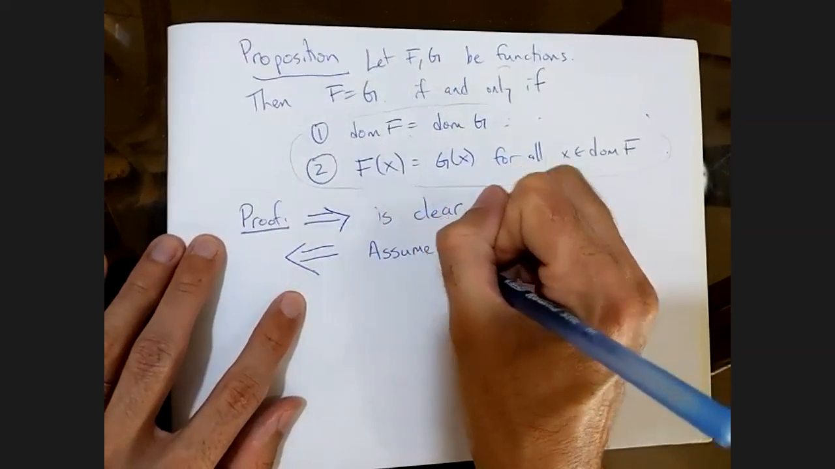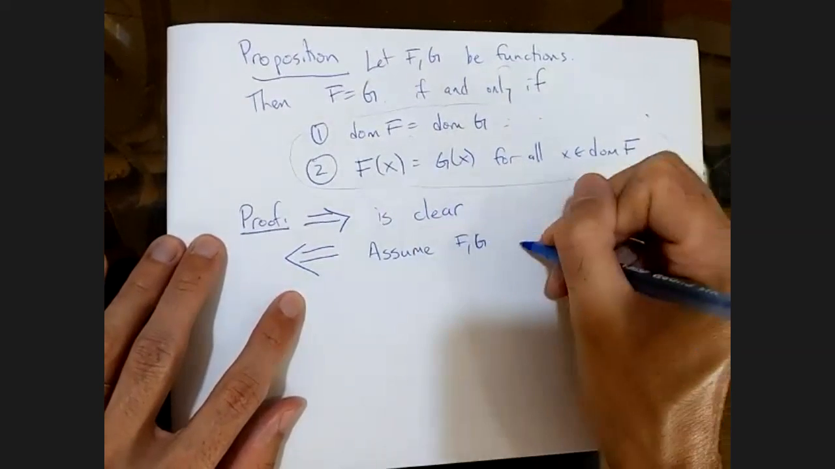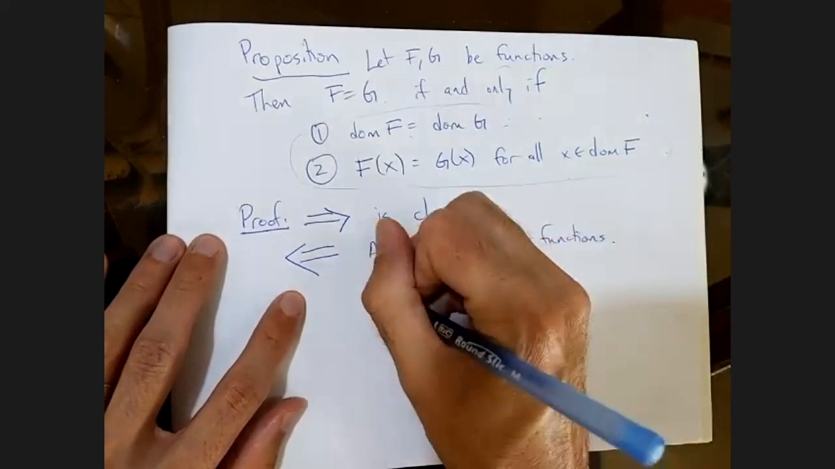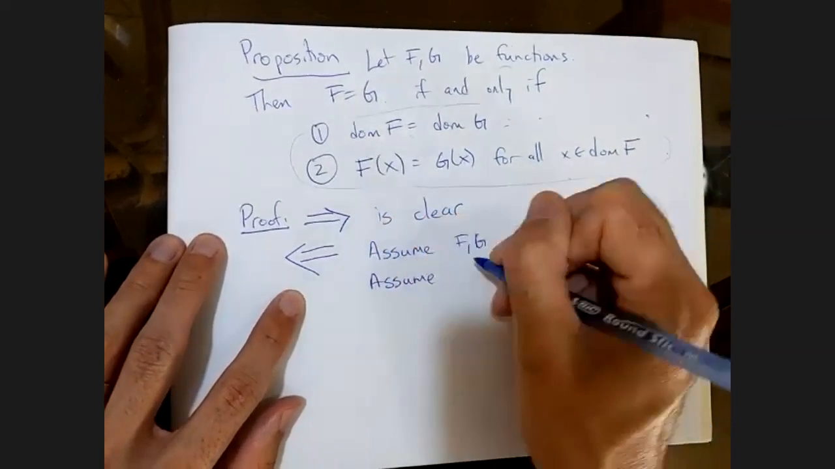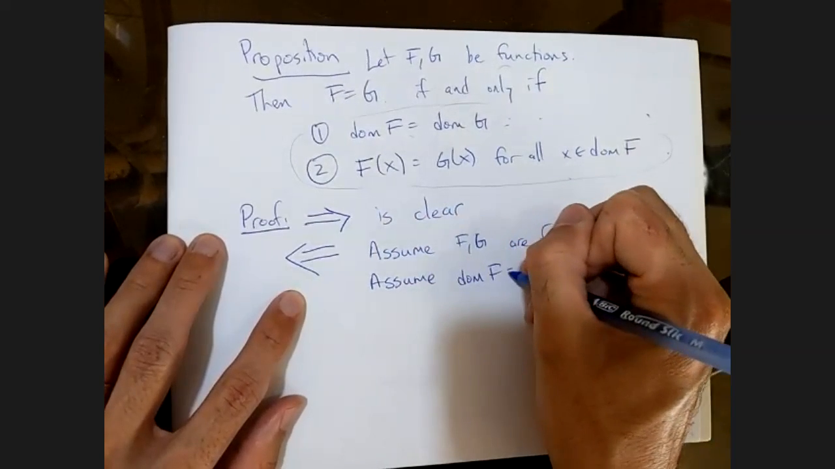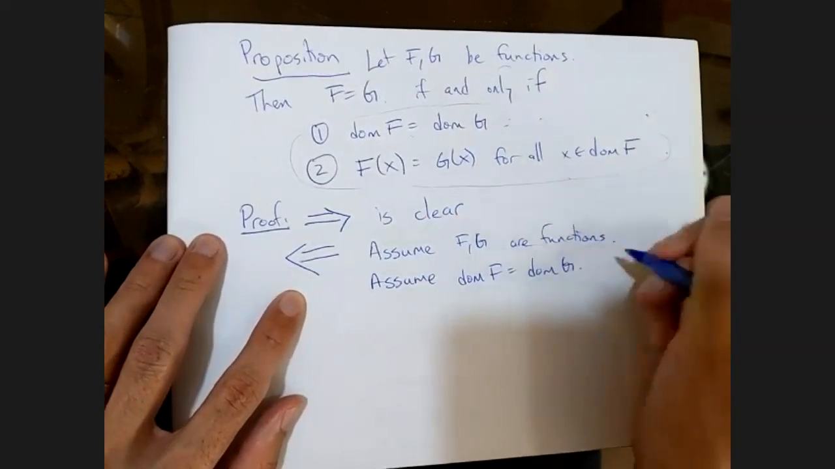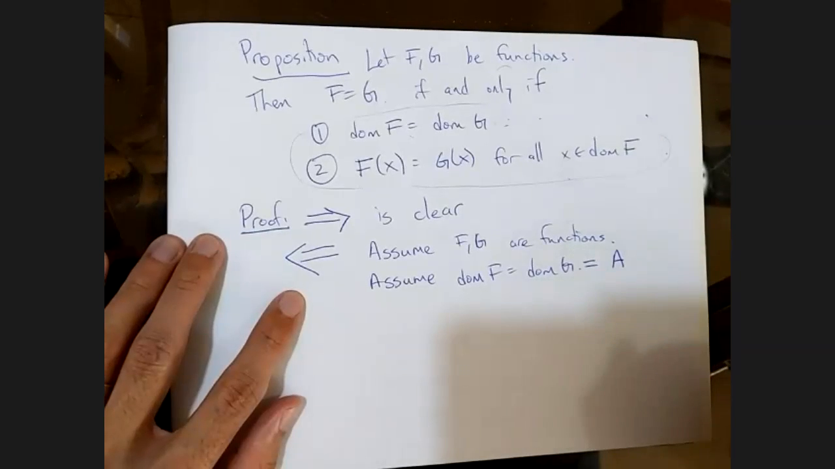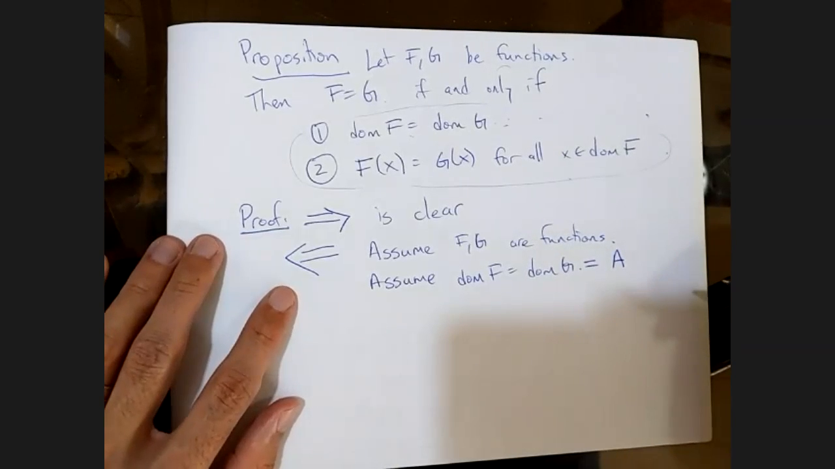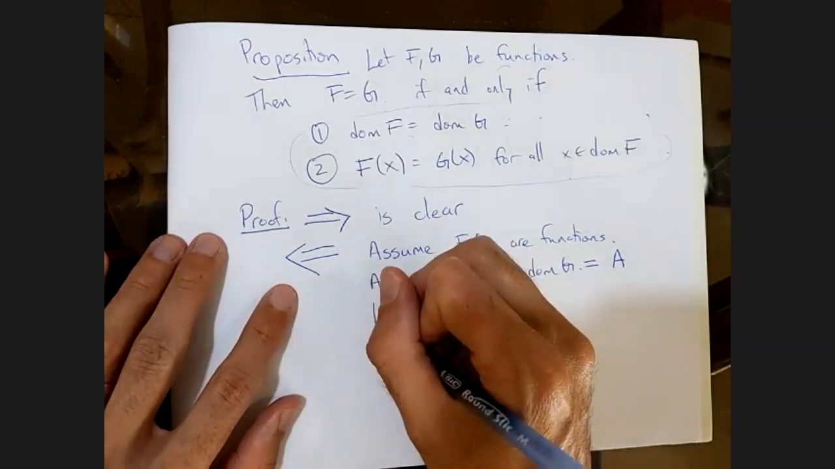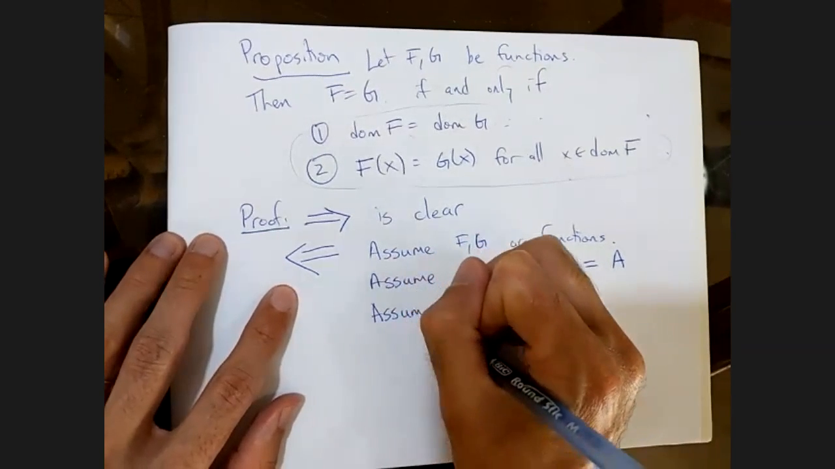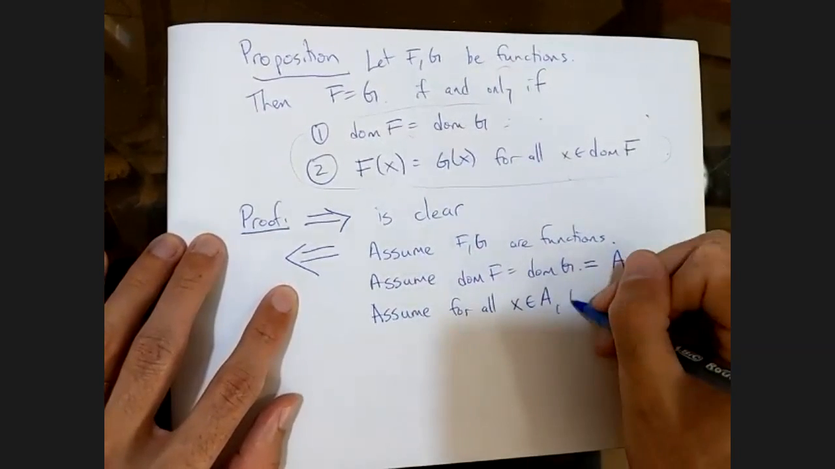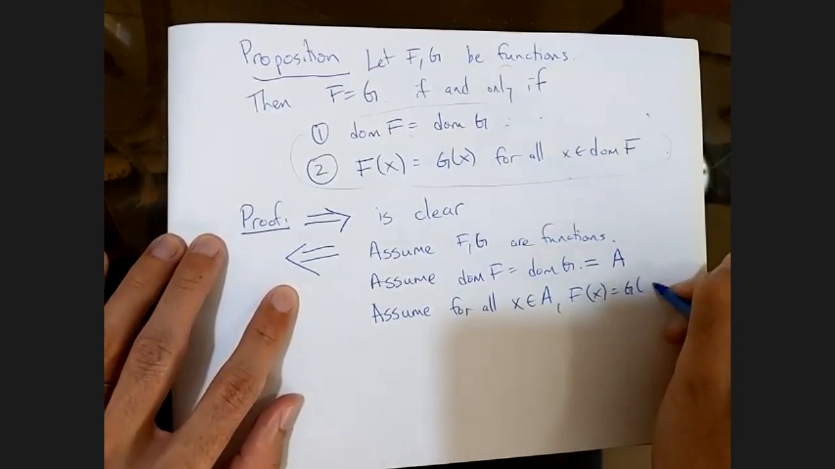Assume f and g are functions. And let's assume that the domain of f equals the domain of g. And let's just call this a set A. Okay, we give it the name A. And now assume for all x in A, f of x equals g of x.